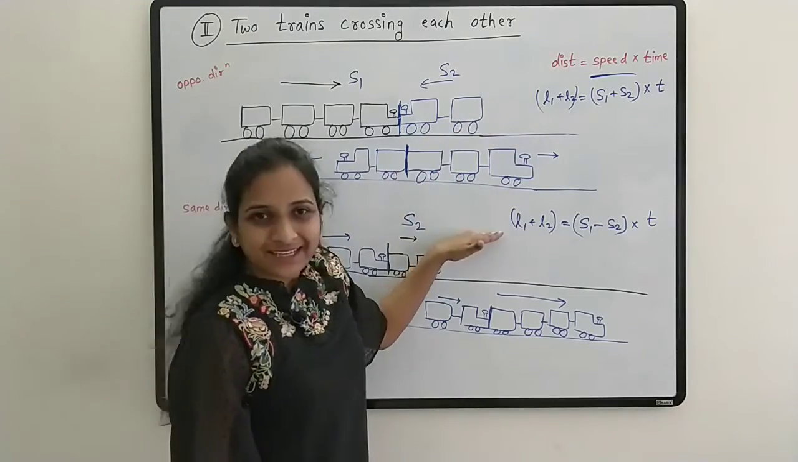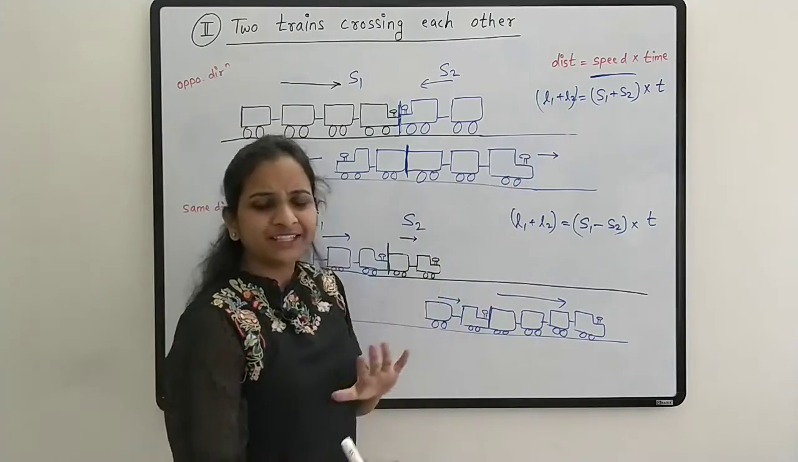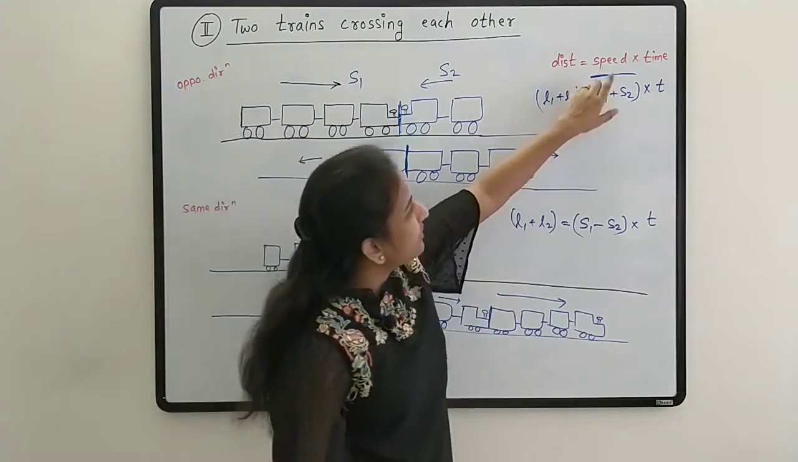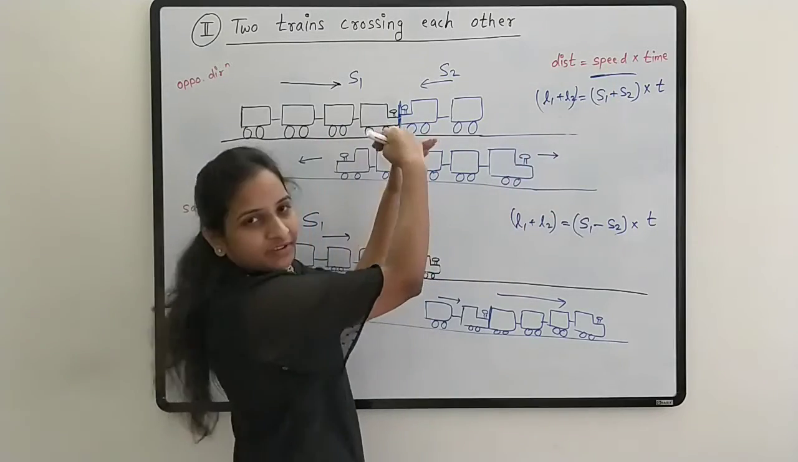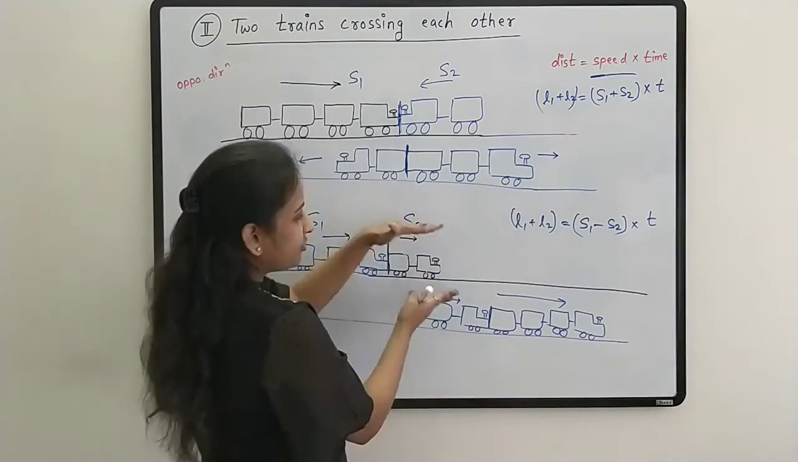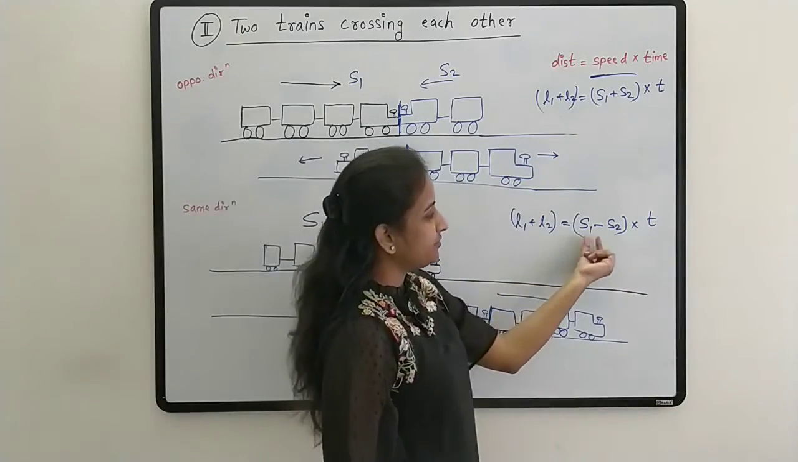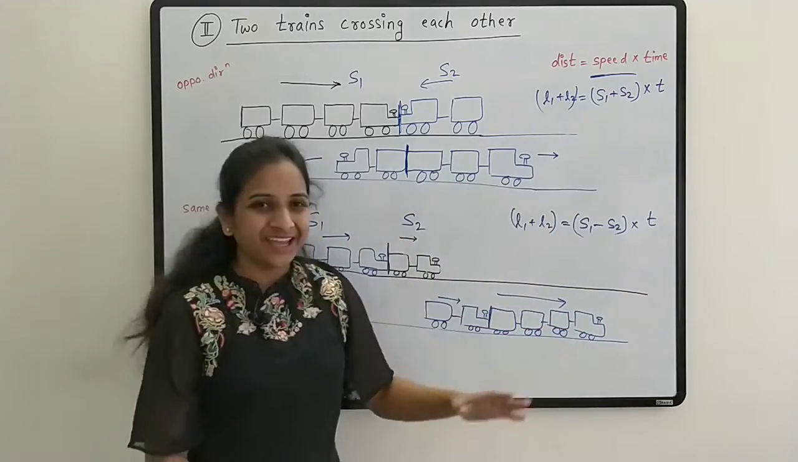See, in both the cases, the distance traveled by the train is the same, L1 plus L2, the addition of the lengths of two trains. Here we have to consider relative speed. When two trains are moving in opposite direction, S1 plus S2 is the relative speed. When two trains are moving in the same direction, relative speed is S1 minus S2. Time is nothing but time to cross each other. Okay, easy.